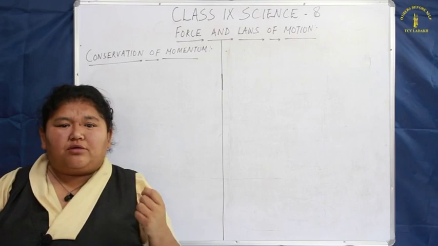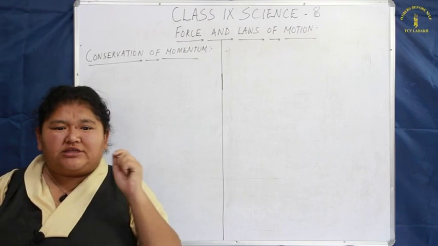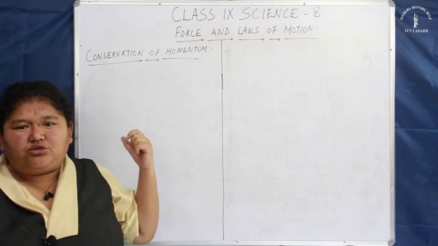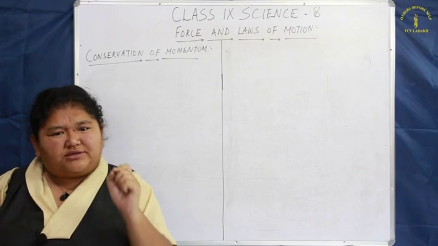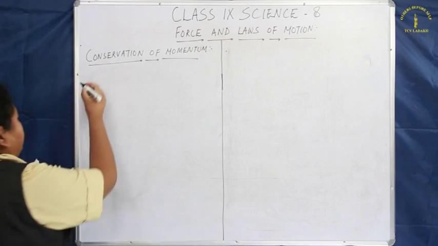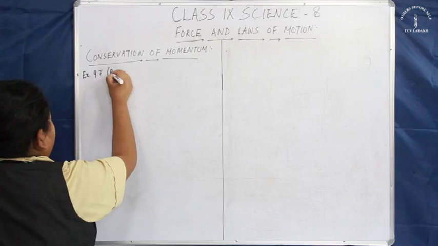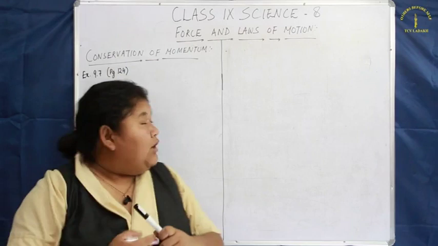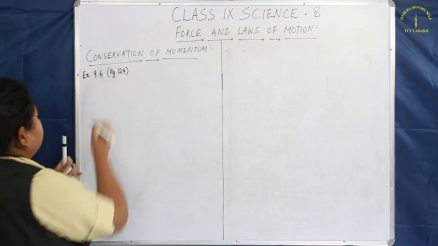So while discussing these problems, please look at your textbooks, at the diagram given in the book. Number two, if we discuss with the diagram and solve, it will become more comprehensive and easy for you to understand, right? So let us start with the first example. Example 9.7, which is given in your textbook, page number 124. Let's start with example 9.6.